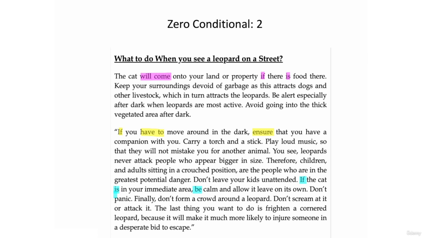I would just like to draw attention to the first sentence of this text. The cat will come onto your land or property if there is food there. You may have thought, is this an example of the zero conditional? But it is actually the first conditional, which we will learn more about in our next lesson.